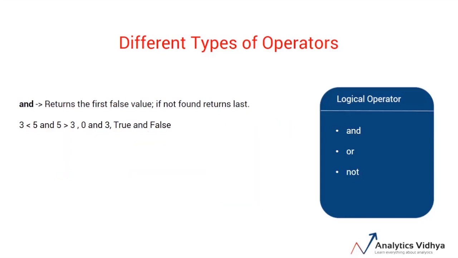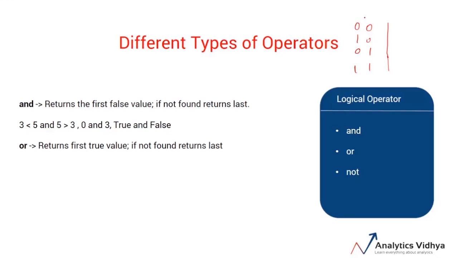Let's move to the second operator in logical operators, that is the OR operator. The definition of the OR operator in Python is that it returns the first true value, and if not found, it returns the last. Let's work this definition on our logic case example. Now for 0 and 0, the first operand is false, so it will move to the last operand and return it. In the case of 1 and 0, since the first operand is true, the OR operator will return it.